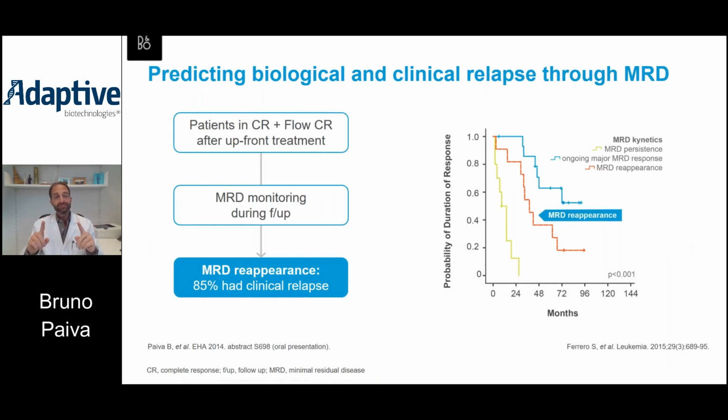Obviously, we all know that MRD negativity or undetectable MRD does not mean cure, and patients will continue to relapse. But again, I insist, please monitor MRD over time, perhaps every year and a half or 2 years for patients with negative MRD, to see MRD kinetics, just as Lanny showed in the report generated by Adaptive, and try to predict MRD reappearances, which has been shown by different groups does predict biological and clinical relapses.